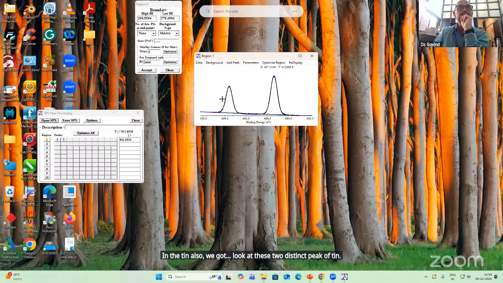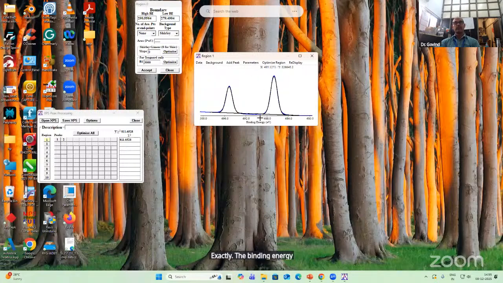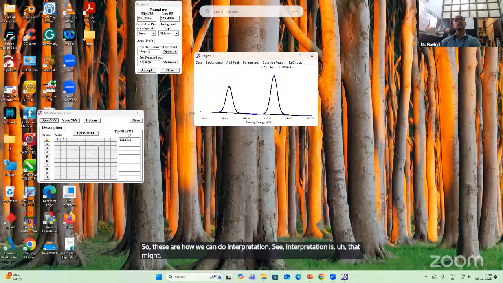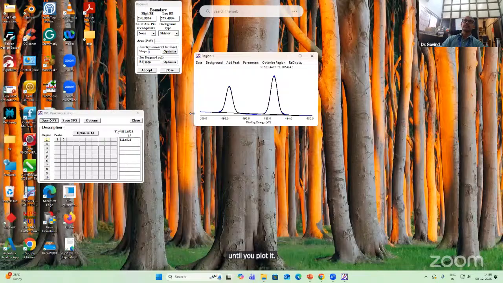So what do these say? These are the nickel peaks with a spin orbital splitting. Exactly. The binding energy between these two will remain fixed, and the orbital area ratio will exactly match that of 2p3/2 and 2p1/2, or any SPDF orbital. So this is how we can do interpretation. Until you plot it, you cannot do the interpretation.